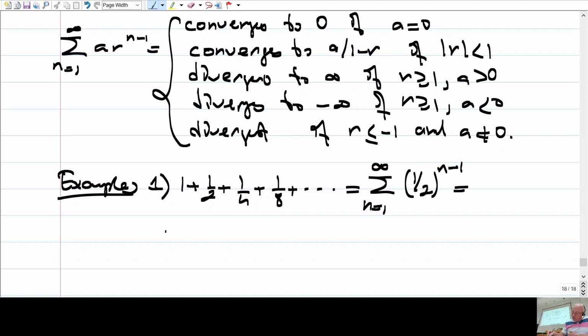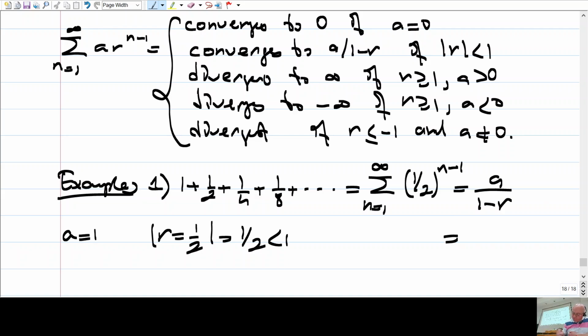So this is just, r is just 1 over 2, and it is in absolute value less than 1, right? Therefore, this is just a over 1 minus r. A is just 1. So this is 1 over 1 minus 1 over 2, so this is just 2.